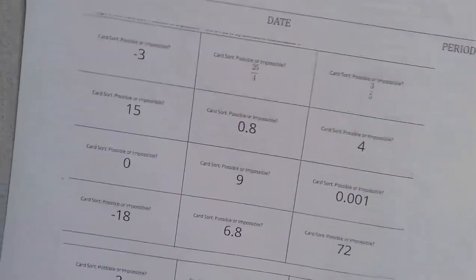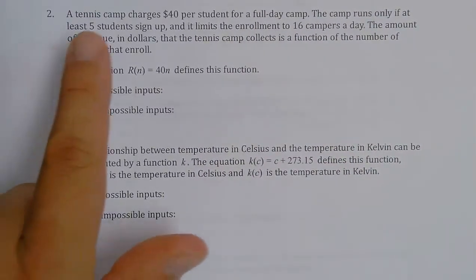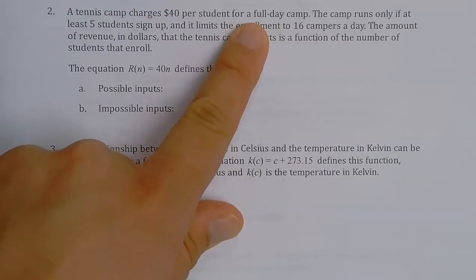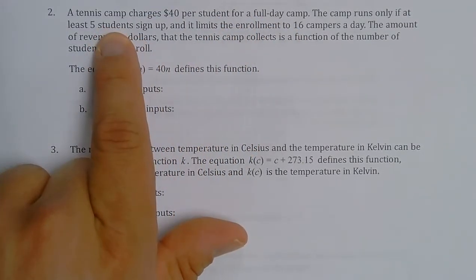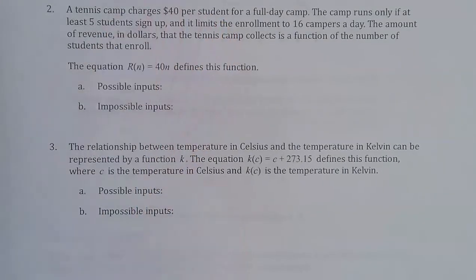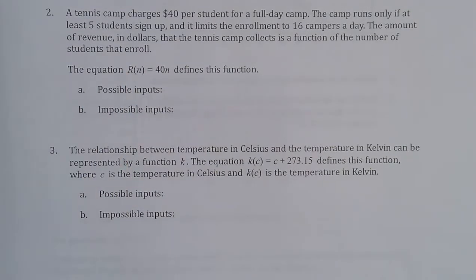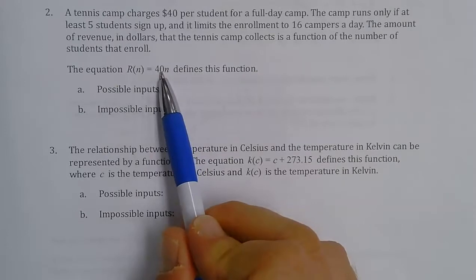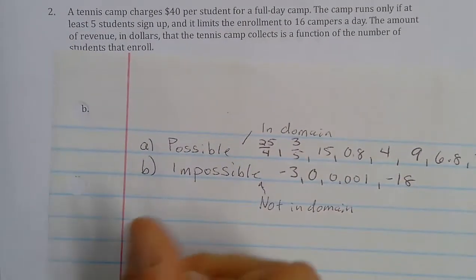So we're going to look at another set of possible inputs. So tennis camp charges $40 per student for a camp. The camp runs only if at least 5 students sign up, and it limits the enrollment to 16 campers per day. The amount of revenue in dollars that the tennis camp collects is a function of the number of students. So it looks like from the revenue function, they're collecting $40 per student. So we're looking at the possible inputs.